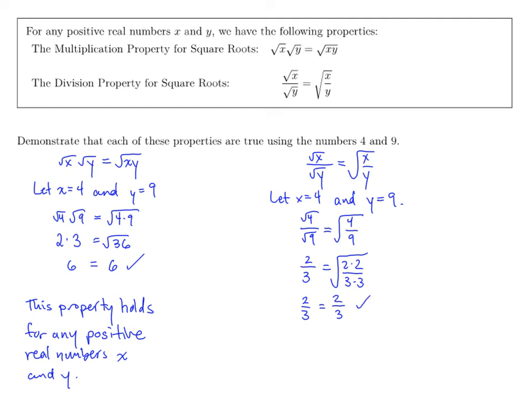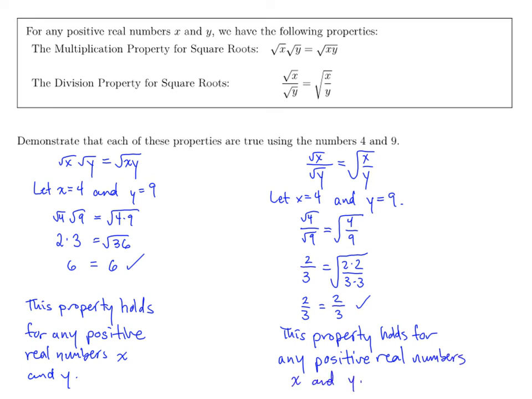Again, this is not a proof of this property, but rather one example to demonstrate it. This property, the square root of x over the square root of y equal to the square root of x over y, also holds for any positive real numbers x and y. So let's summarize that. This property holds for any positive real numbers x and y. And again, these properties will be used to simplify various radicals as we move forward.